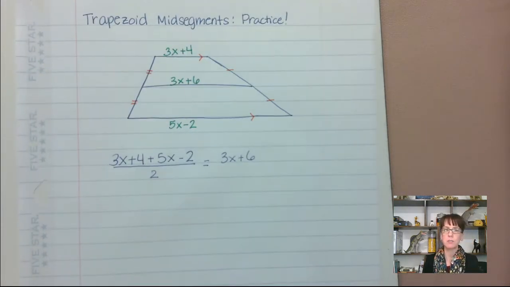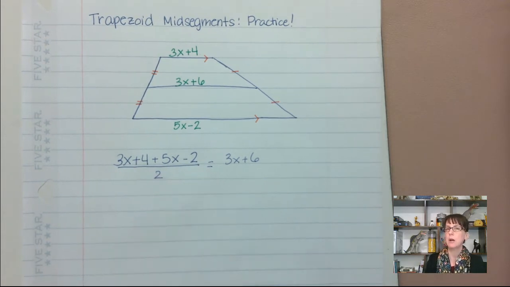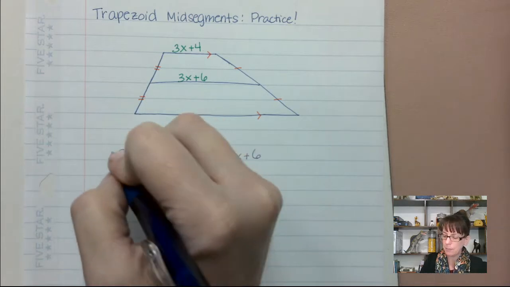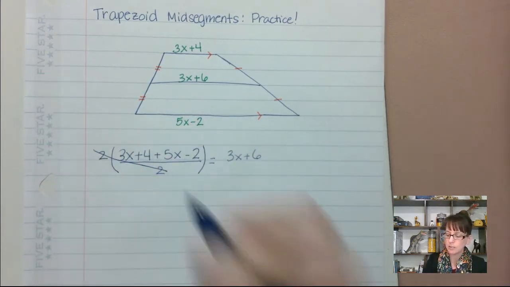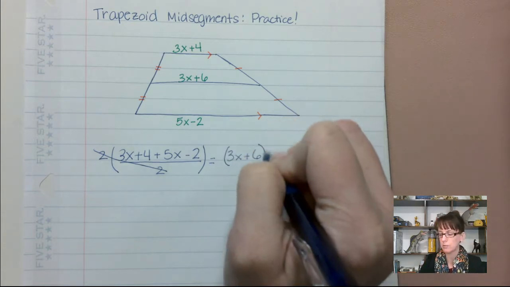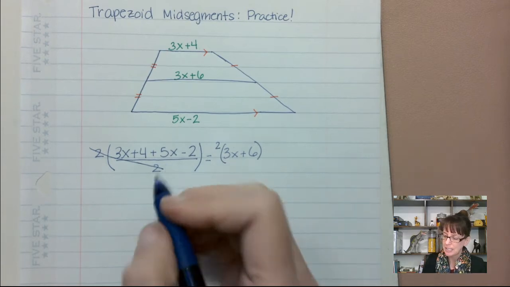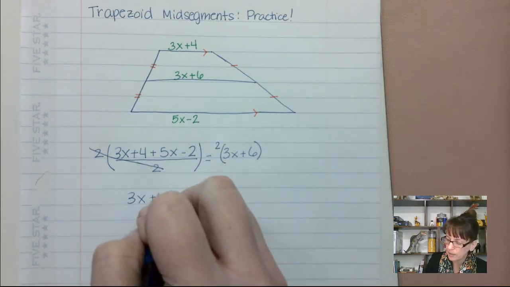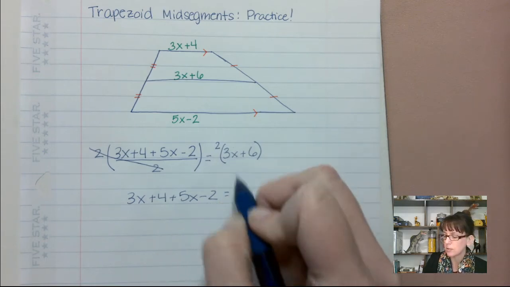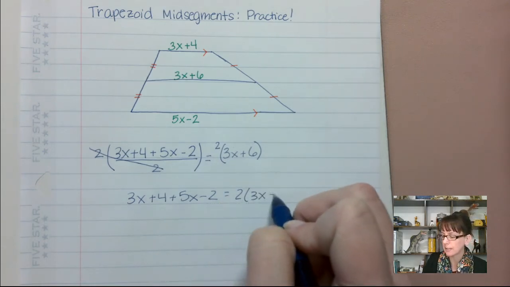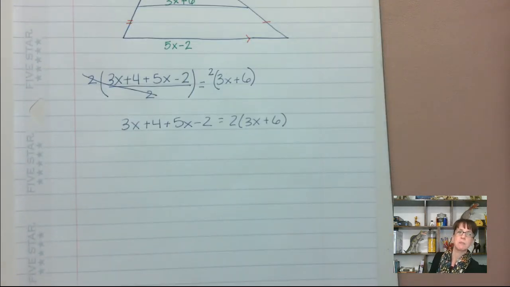Okay, so let's go about solving this equation. You see we're dividing by 2 here. The opposite of divide is multiply, and that will help us get rid of that fraction. So if we multiply this by 2, we can cancel those out, but if we do it to one side, we have to do it to the other if we want a correct answer. So now what we have is 3x plus 4 plus 5x minus 2 equals 2 times 3x plus 6.